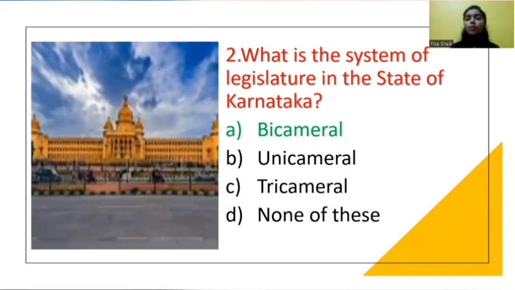Number 2, what is the system of legislature in the state of Karnataka? Option A, bicameral. Option B, unicameral. Option C, tricameral. Option D, none of these. The system of legislature in the state of Karnataka is bicameral.